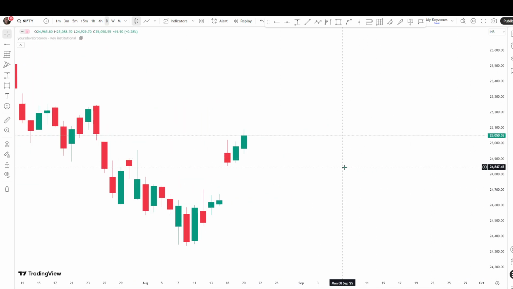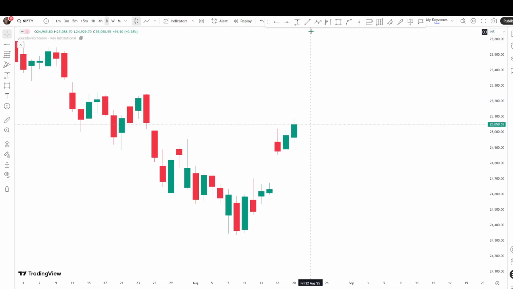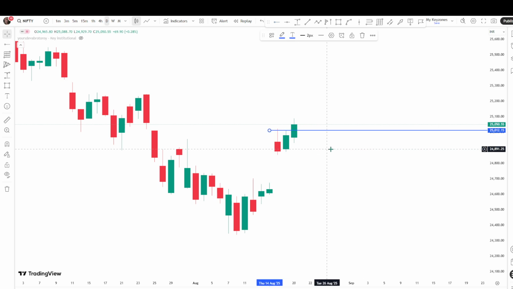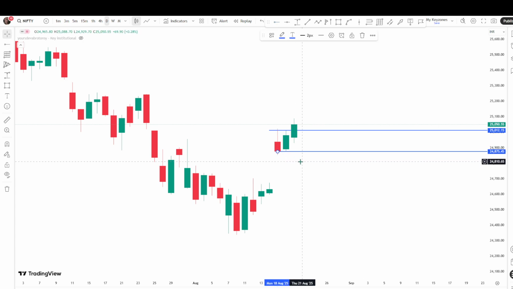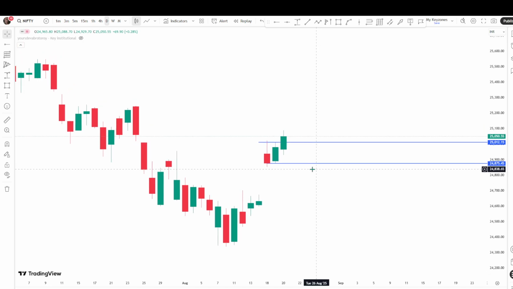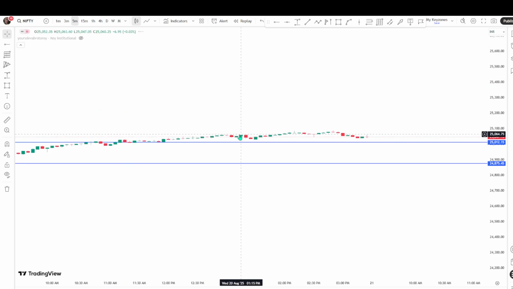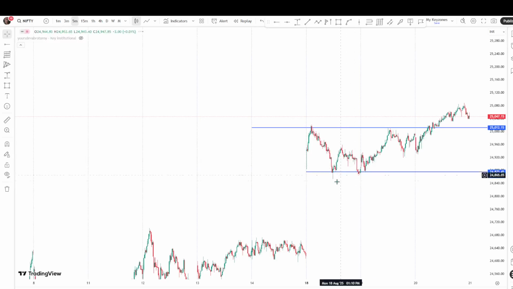So, what did the market do today? As we anticipated in yesterday's video, I will be bullish above 25,012 and bearish around this level, 24,875. Fine. So if we move into the smaller time frame, that is 5 minutes, what did the market do?